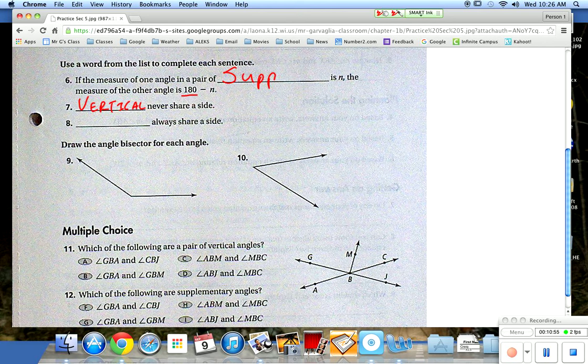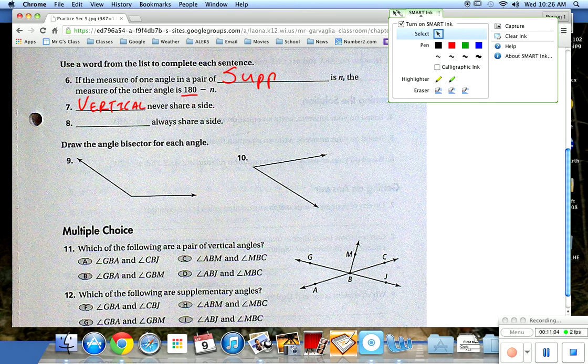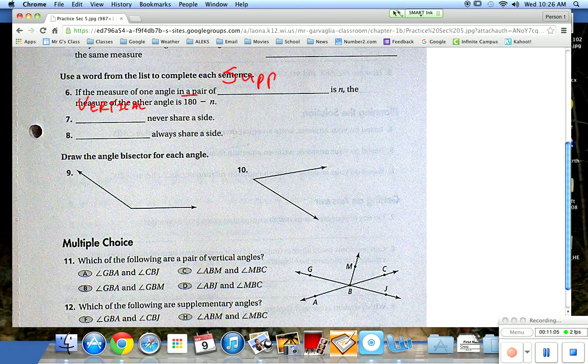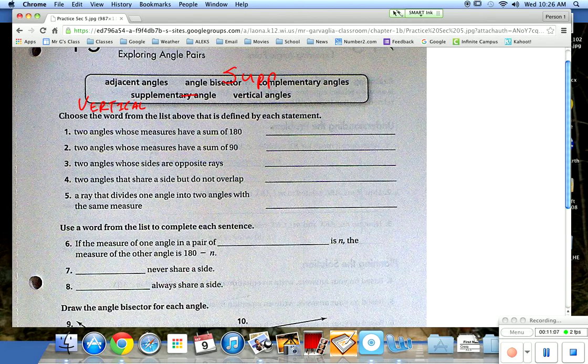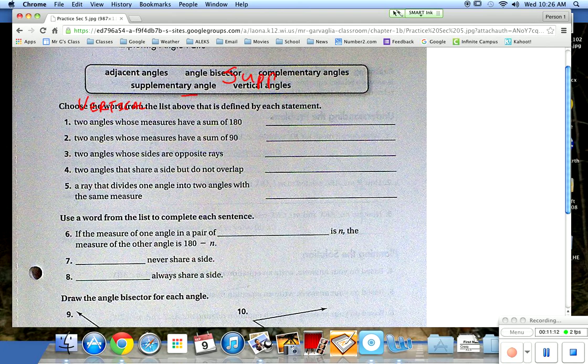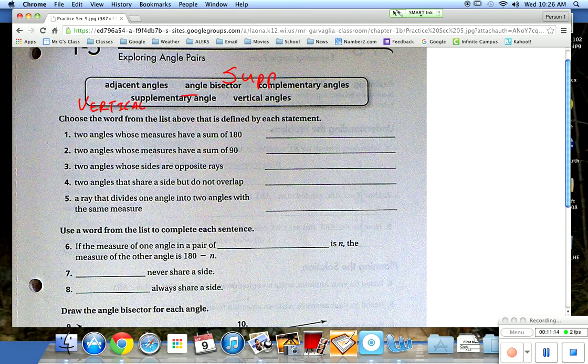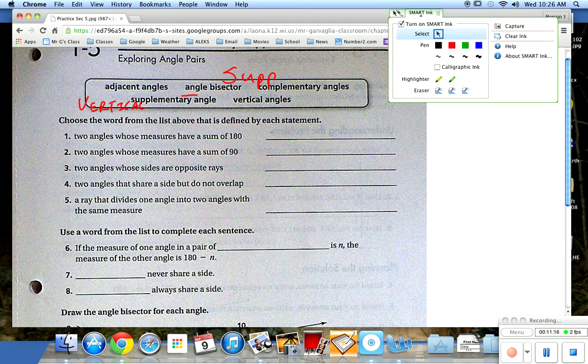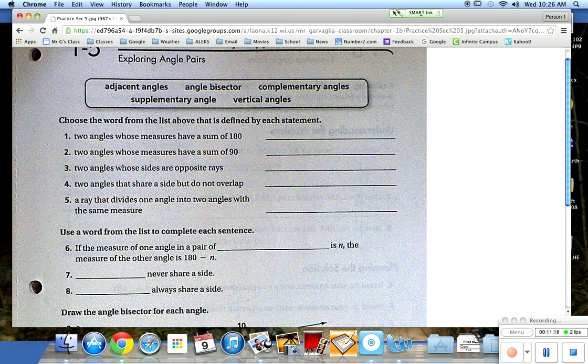Damien, what angles always share a side? Look, you got notes there? No. Take a look at these up here. Which ones always share a side? Can't get away from that. What is it? Which one of these always share a side? Adjacent.